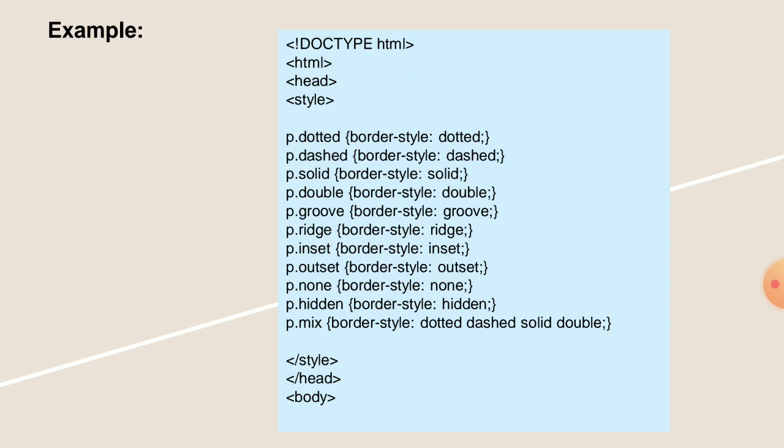For example, we can start the HTML header, then style: p.dotted, p.dashed, p.solid, p.double, p.groove, p.ridge, p.inset, p.outset, p.none, p.hidden, p.mix. So that is our border property, that is the border style syntax. Then style close, header section close and body section close. The first one, p.dotted, has the syntax border-style: dotted.